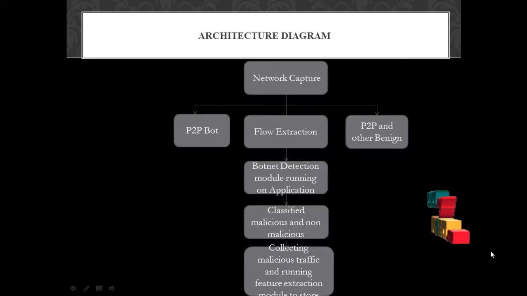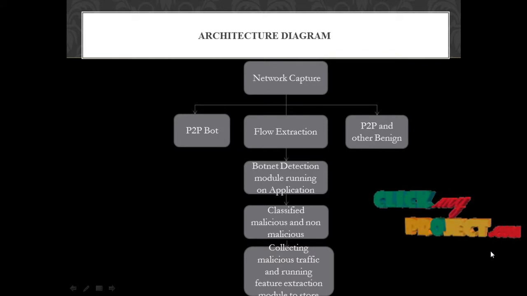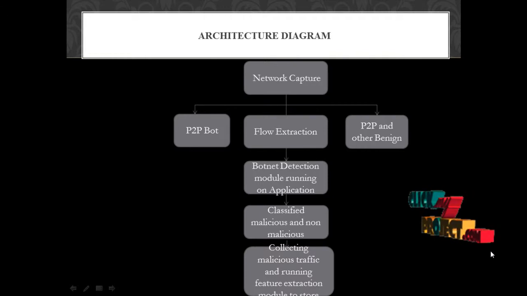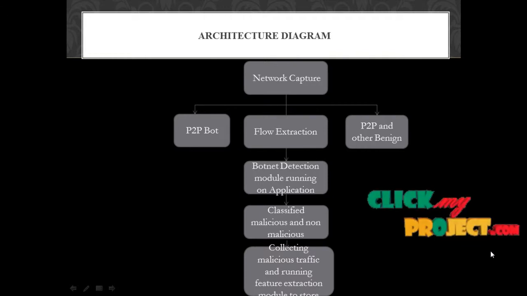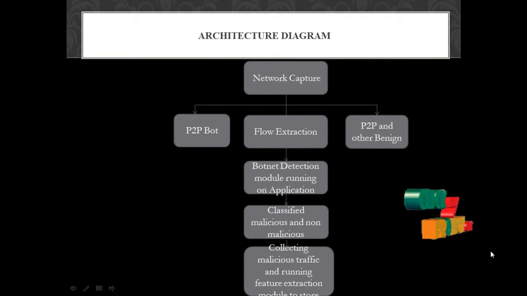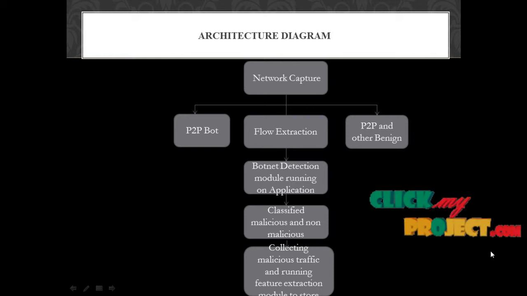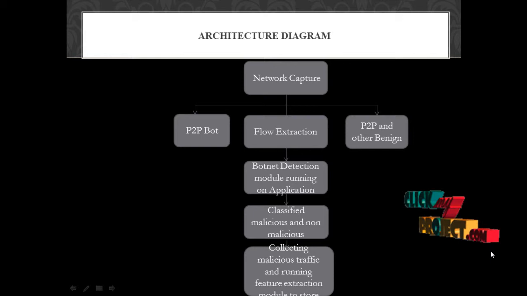Architecture diagram. First, the user creates the number of nodes, that is network capture, and then P2P bot, flow extraction, P2P and other binning. So if any third party attackers are included, there is data corruption to retrieve the data from the attackers. Then the botnet detection model runs on applications. In botnet detection, if there is any error in the nodes, an alternative path is detected and the data is transferred from another node.